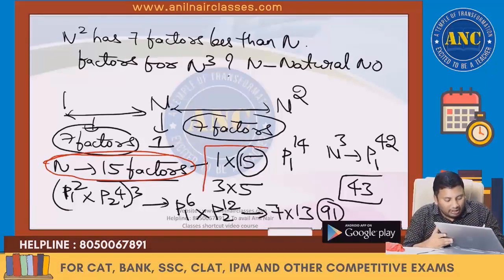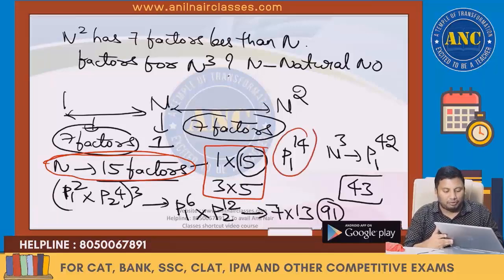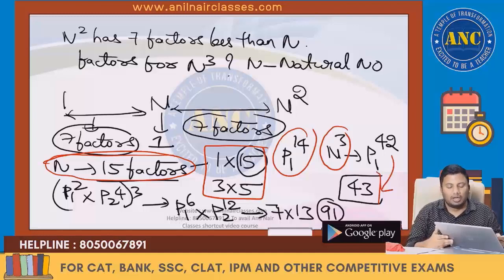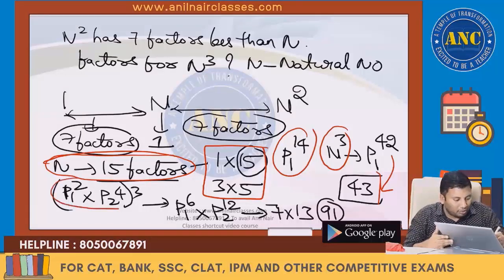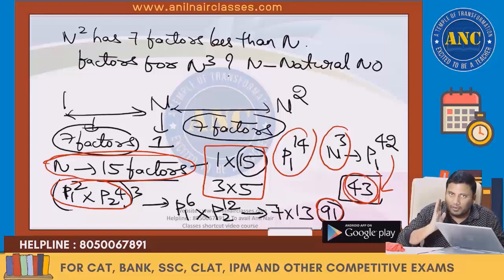15 is 1 into 15 and 3 into 5. 1 into 15, power will be 14. N cube will be P1 power 42. 42 means total number of factors is 43. With 3 and 4, P1 power 2 into P2 power 4, n cube is P1 power 6 into P2 power 12. So the answer is 7 into 13, which is 91. All are logical questions. Case 1, when n is a non-perfect square. Case 2, when n is a perfect square.